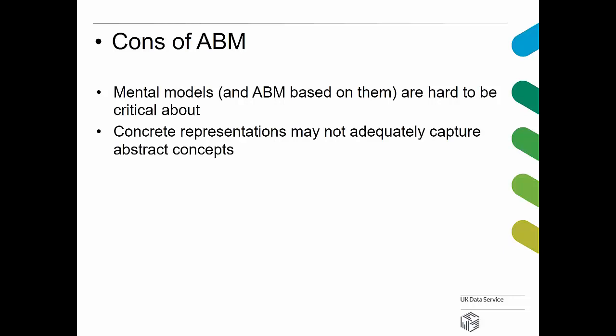Concrete representations that you need to get a computer to understand what you're talking about are not always good ways to represent abstract concepts. So you might, in your model, have to designate trust as a value between 0 and 100, but that probably doesn't really capture what people mean by trust. The relative concept of trust is in there, but it's deeper than that. But because agent-based models are so fast, people often want to use them for prediction.